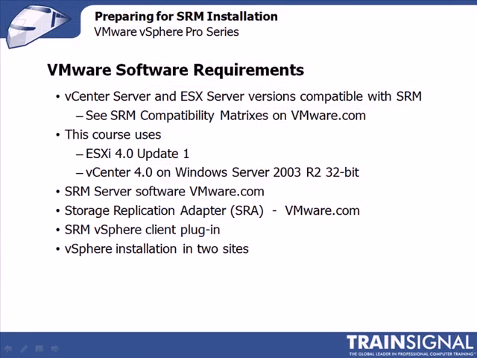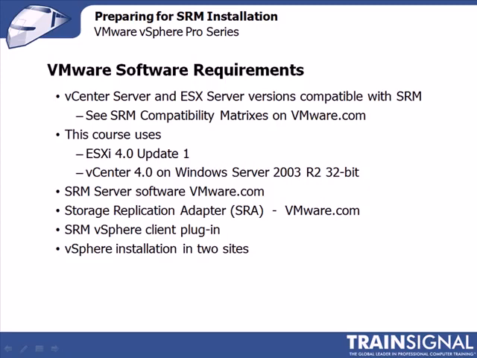SRM also has some VMware software requirements that we need to be aware of in order to have a successful installation. vCenter Server and ESX Server versions must be compatible with the version of SRM that we are installing. In order to be certain that you have a good combination, make sure to take a look at the SRM compatibility matrices on VMware.com.